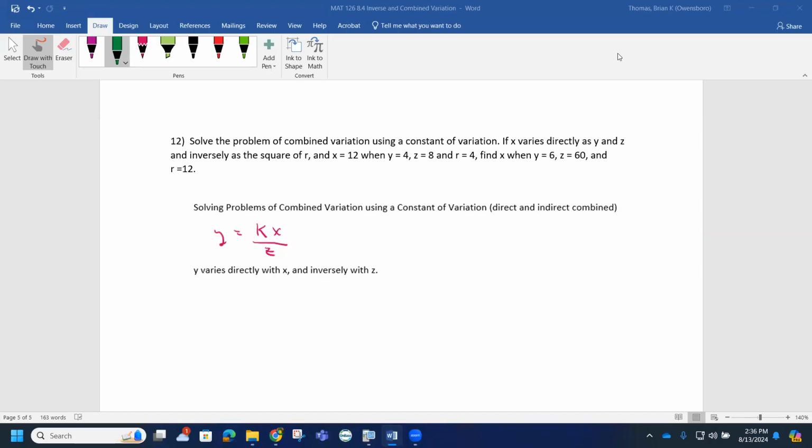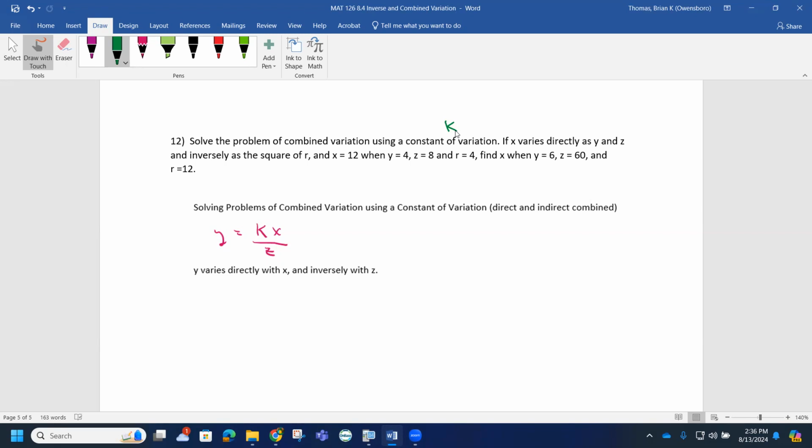So question 12, this is going to be a combined variation problem. This is going to combine direct variation and inverse variation together. So solve the problem of combined variation using a constant variation. Again, when I say constant variation, they're talking about a value of k.